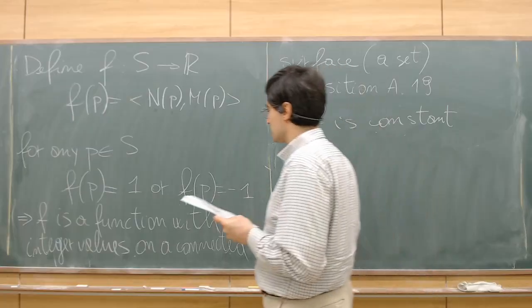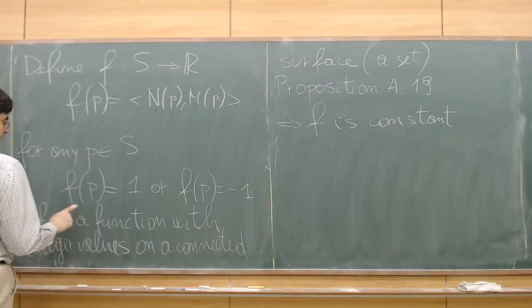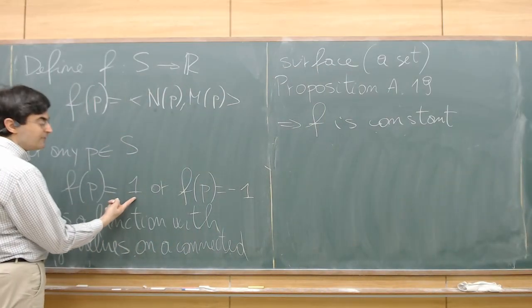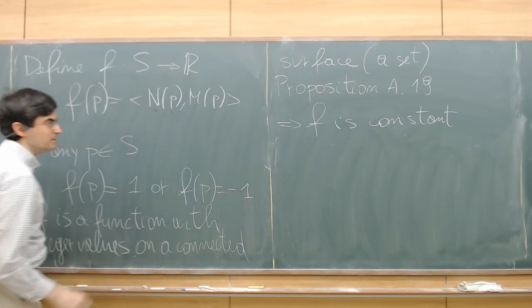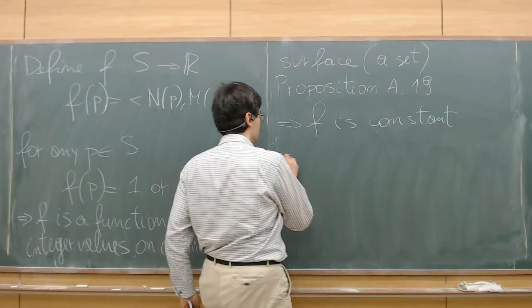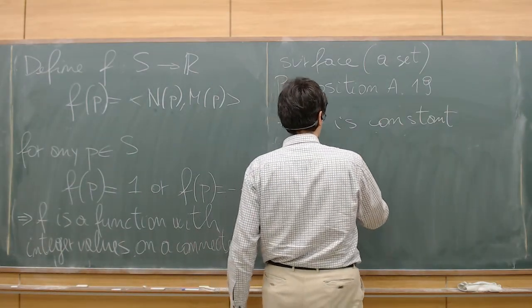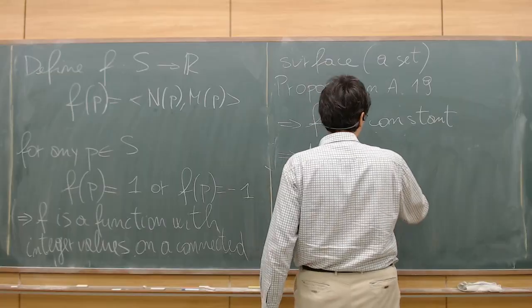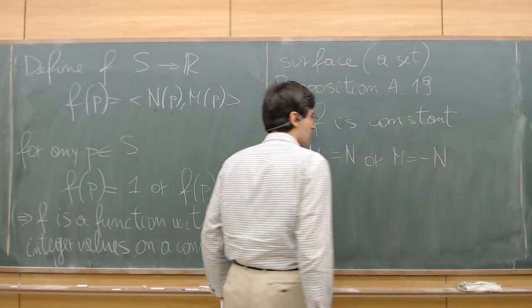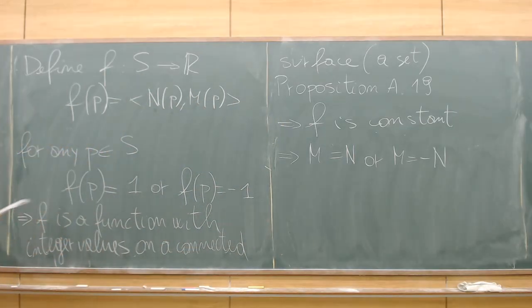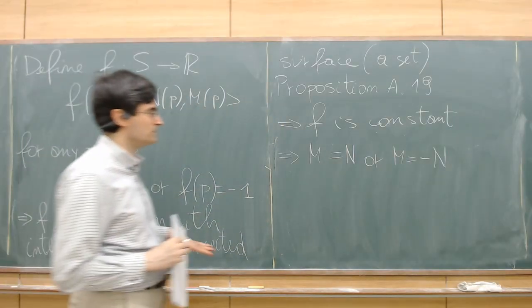So this means that you have F of P equal 1 everywhere, or F of P equal minus 1 everywhere, and this means M equals N or M equals minus N. So this means that there are only two orientations.